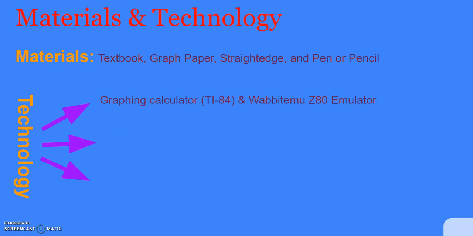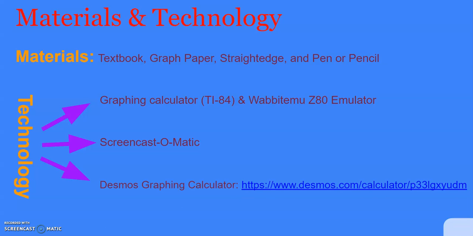The materials we need for this lesson include a textbook, which will serve as reference for some of our practice problems, graph paper, a straight edge, and a pen or pencil to write with. We'll also use some technology: the graphing calculator, the TI-84, and the emulator. We'd also use Screencast-O-Matic as a recording tool. And lastly, we'll use the Desmos graphing calculator to explore and investigate function values, tangent line values, and errors of approximation.